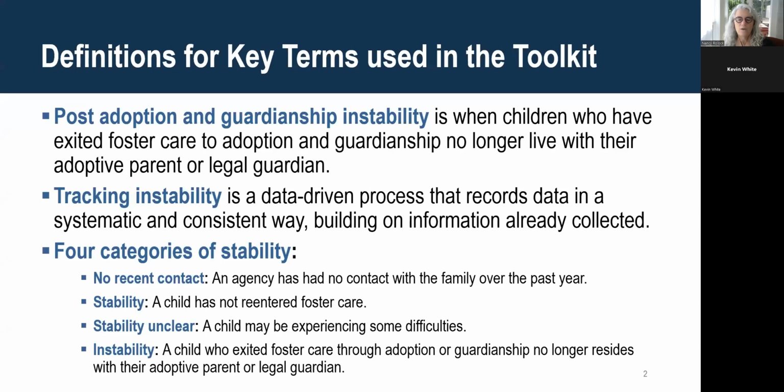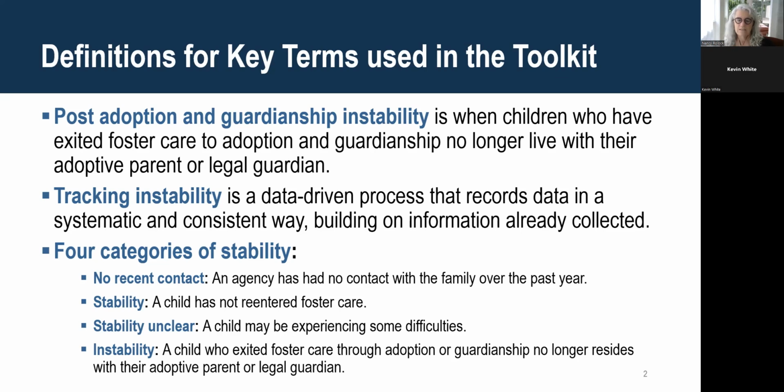On this slide, we will review key terms used in the toolkit. Post-adoption and guardianship instability is when children who have exited foster care to adoption or guardianship no longer live with their adoptive parent or legal guardian. An example of this is when children re-enter foster care or when they experience homelessness after adoption or guardianship. Tracking instability is a data-driven process that records data in a systematic and consistent way, building on the information already collected. Lastly, we have 4 categories related to stability to define.